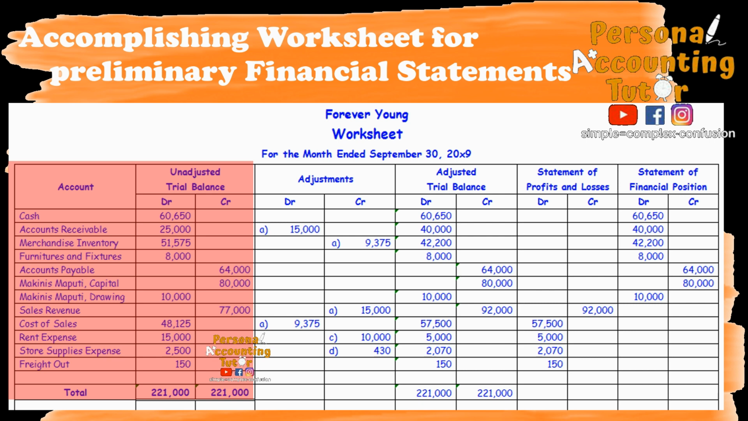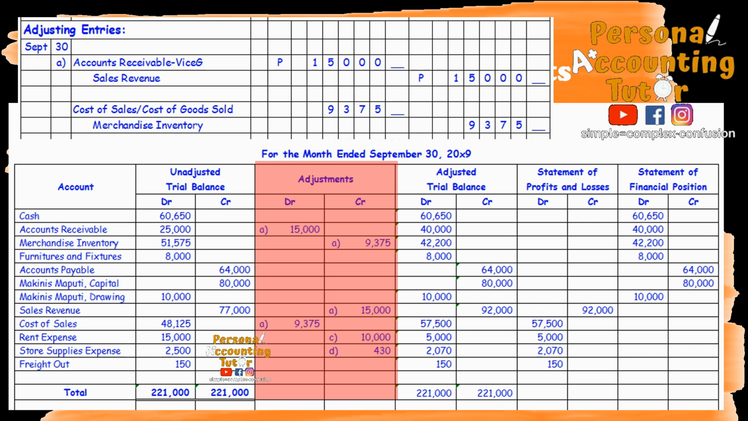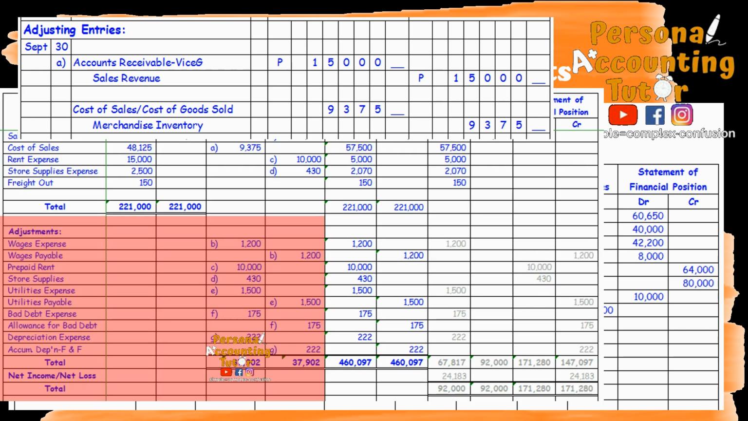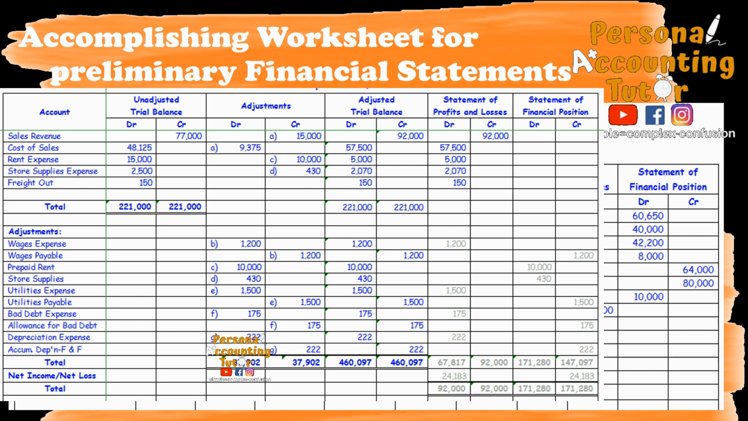Then let's reflect here the adjusting entries we made. Observe the following. You may add new accounts below as necessary, then get the total. After this, let's update the accounts with adjustments under the adjusted trial balance column.